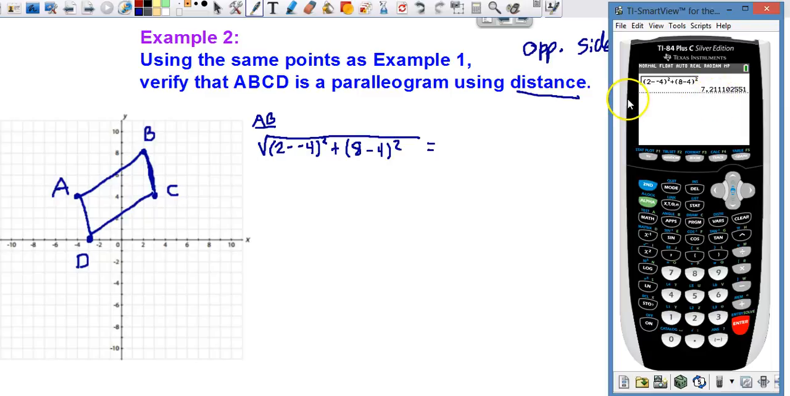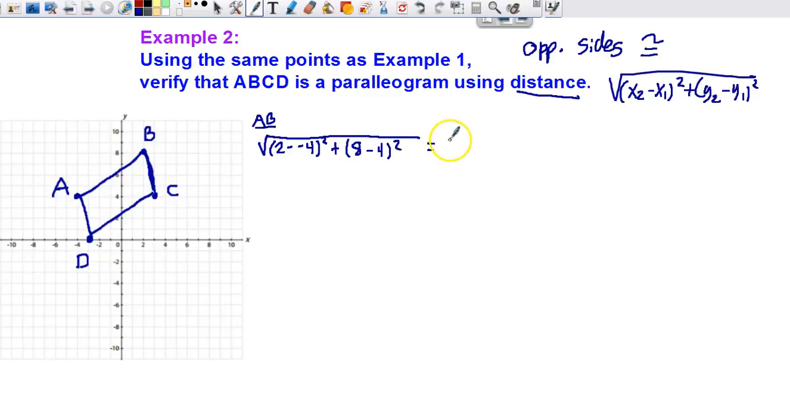So 7.2 seems legitimate. But I'm going to go ahead and write just the number there, just to make our life a little bit easier. So 7.2. I'm going to do the same thing for the other three sides. I won't take as long for those. We'll plug in those segment formulas into the formula.